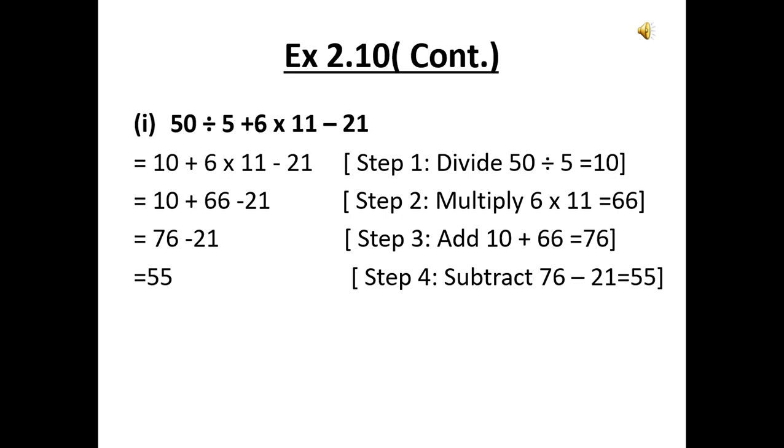So in the next step what we are going to do, we will have to perform addition. 10 plus 66, what does it become? 76, and 76 minus 21 is the third step. And in the fourth step we will perform subtraction, that is 76 minus 21, which is equal to 55. Okay, so first we will do division, then multiplication, then addition, and last subtraction, and this is called the DMAS rule.